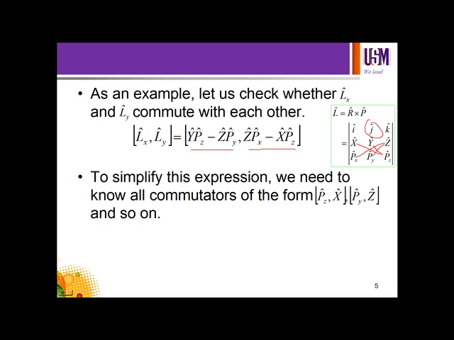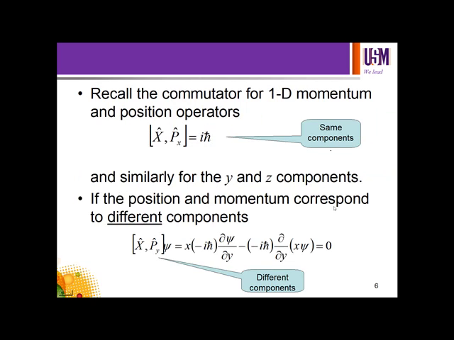To simplify the expression, we need to know all commutators of the form pzx, pyz, and so on. That means we need to determine the commutators for the relationship between momentum and position operators. We have discussed the commutator for one-dimensional position and momentum operators previously. If we have position x and momentum also in the x component, the commutator is equal to i h bar. Same component means the same axis.